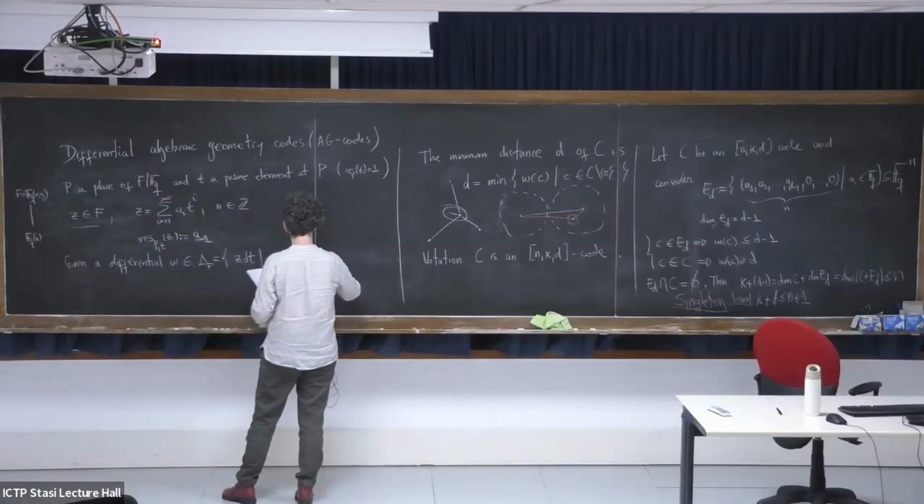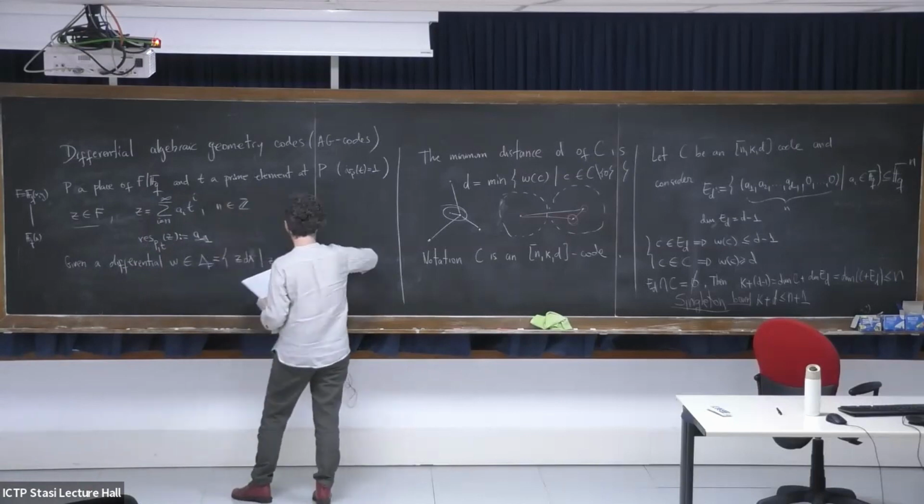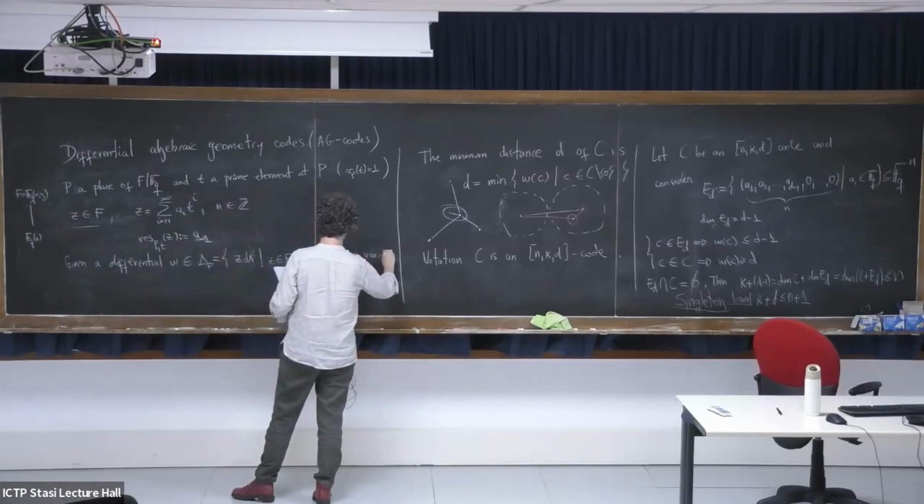So this and T, well, I'll put like this. I think it's better. Yeah, it's better. And X is a variable. What does it mean?